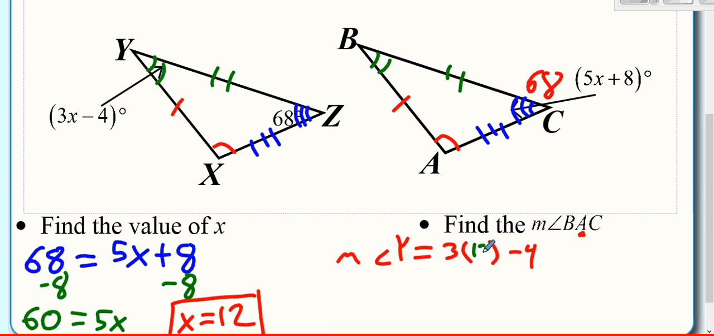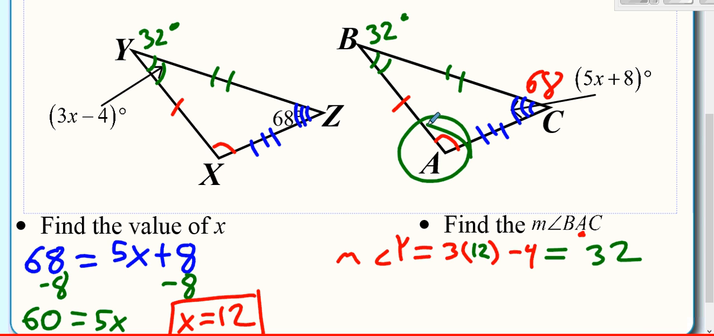X is 12. So it's 3 times 12 minus 4. Three times 12 is 36. 36 minus 4 is 32. This angle here is 32 degrees. So is this one, because they're the same. They're corresponding. They're going to be the same. The question we are trying to find is, what is angle A, or angle BAC?